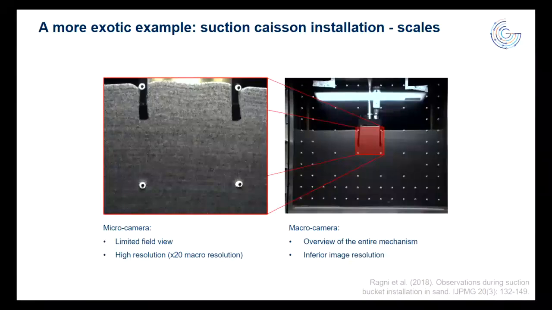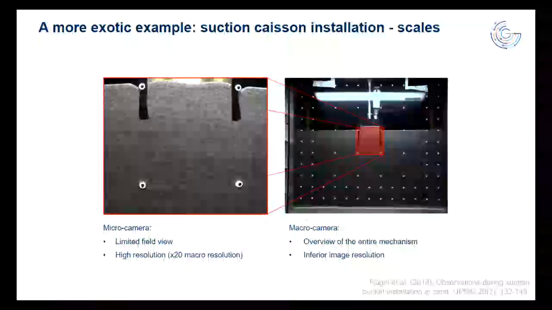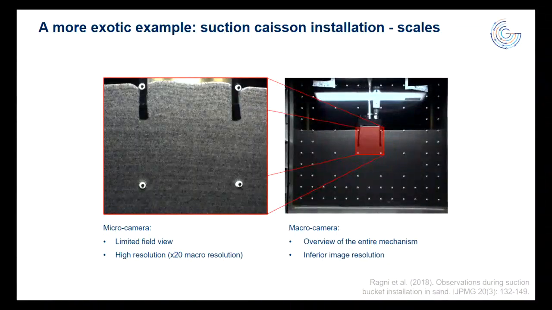So here's a closer look at my camera fields of view. On the right-hand side, I've got the macro camera view. We're looking at the overall model, so we're getting a picture of the entire deformation mechanism at a modest image resolution. And then on the left-hand side, we've got the zoomed-in micro camera view, which gives us 20 times the macro resolution for where the action's really happening in and around the tips of the suction caisson. In this case, we wanted 2 cameras in order to get these 2 views in parallel, because if we'd gone for the sort of halfway house in between, we'd have lost the detail that we gain on the left-hand side, and we'd have lost the overview that we get on the right-hand side.